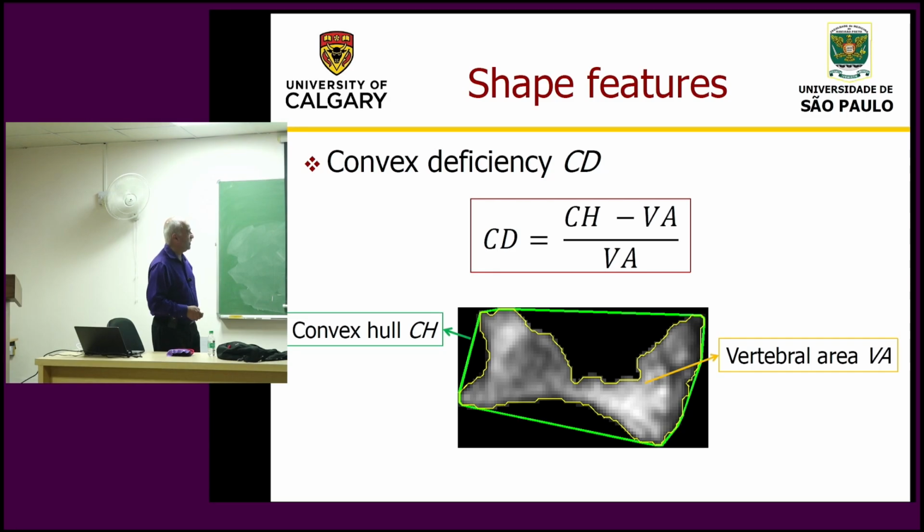The convex hull is illustrated here. I have shown you this already. This is the vertebral body. The yellow line is the contour drawn by the radiologist or in consultation with the radiologist, and the green line is the convex hull. The convex deficiency is the difference between the two normalized with respect to the vertebral area.